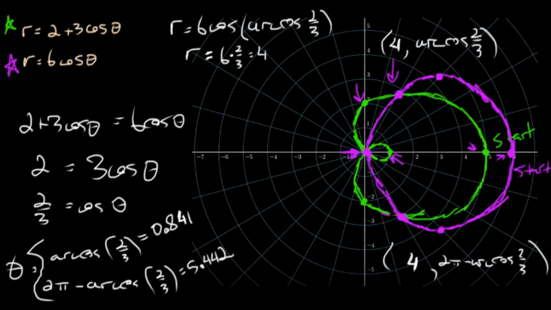Cool. If you double back to Michael's animation, you'll see that they do intersect at 4 units away from the pole. Still at arc cosine 2/3 and 2 pi minus arc cosine 2/3.